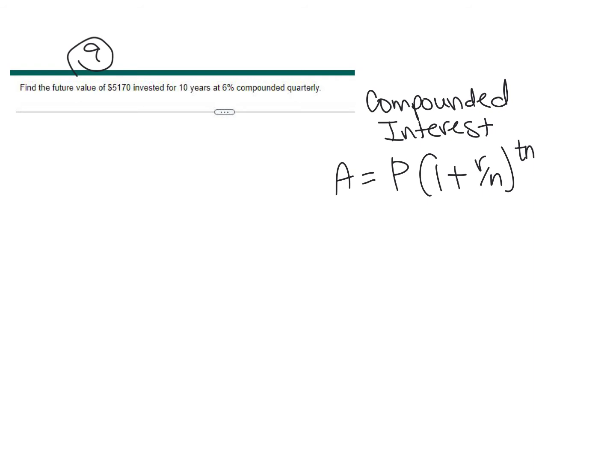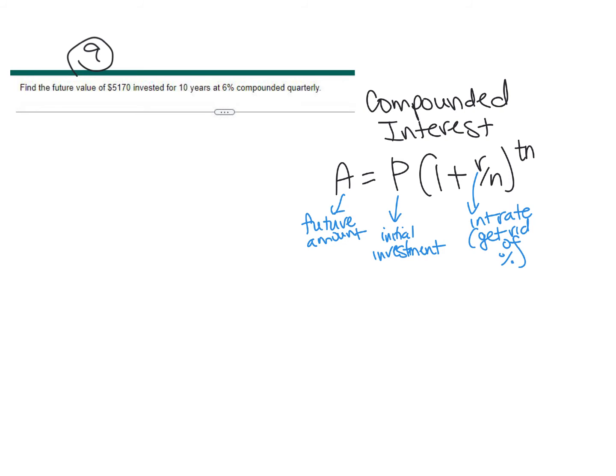Okay, so let me just declare all these variables for you. So A is our future amount. P is our initial investment. Some people call that the principal, but that's just what we're investing initially. R is our interest rate, but you have to get rid of the percent. And then you'll notice that n is in the formula twice. So n is the number of times the interest is compounded annually.